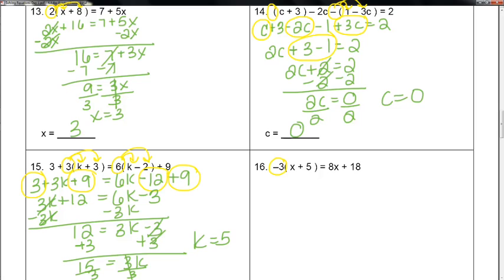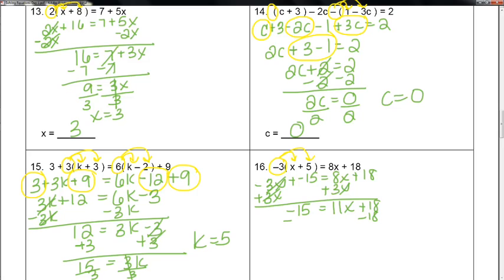Notice that I have a negative 3 that I need to distribute to the x and to the 5. That becomes negative 3x plus negative 15 is equal to 8x plus 18. I'm going to add 3x to both sides. That leaves me with negative 15 is equal to 11x plus 18. I'm going to subtract 18 from both sides. 11x is equal to negative 33. I'm going to divide both sides by 11. X is equal to negative 3.